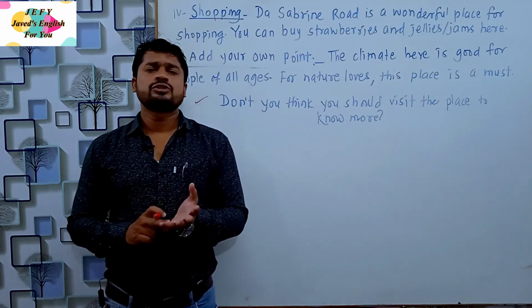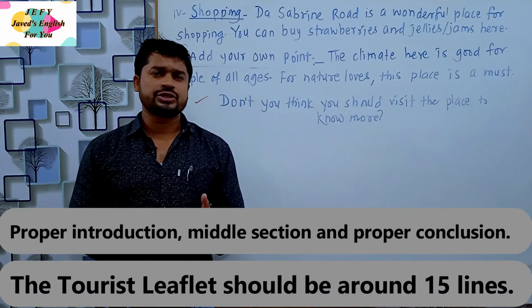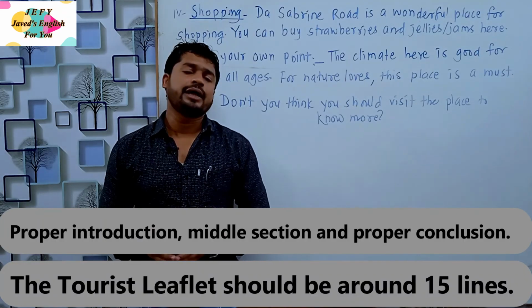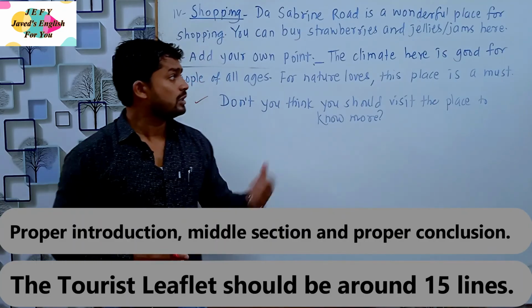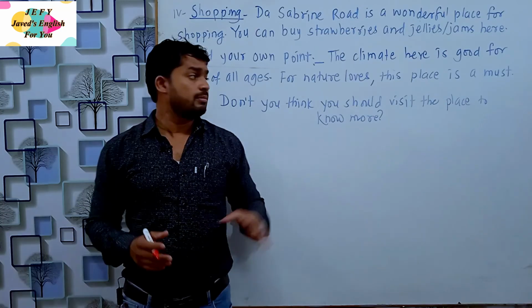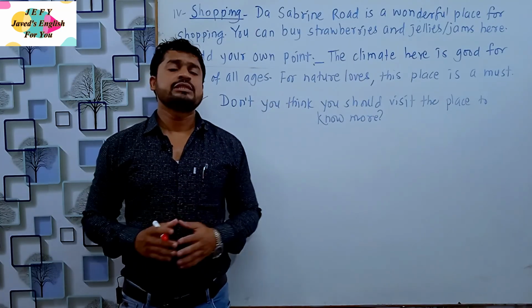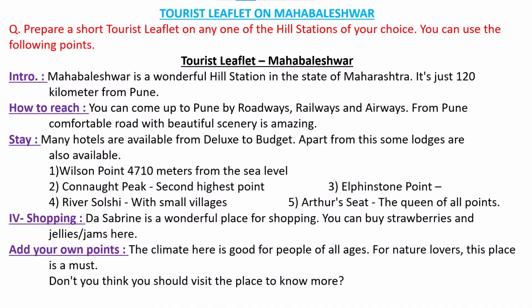Your tourist leaflet should be around 15 lines. There should be a proper introduction, the middle section, and a proper conclusion. What you are trying to do in the tourist leaflet is to give information to other people about a particular place, so that they should be able to come here and visit this particular place. It's the screenshot on your screen.